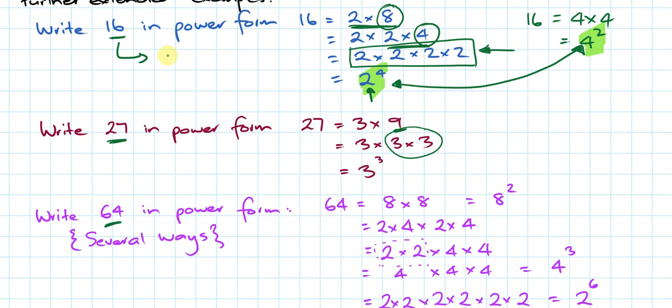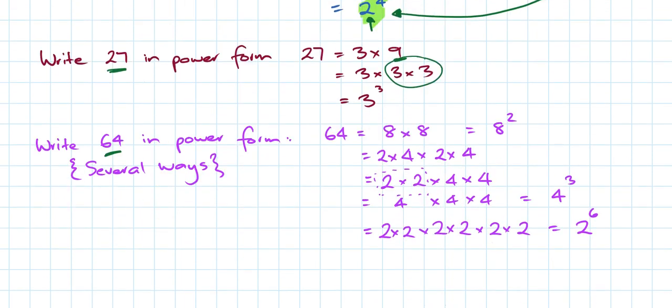Some of these powers are really good to memorize. So 16 is 2 to the power of 4. If you know your powers of 2 quite well, it will come in handy when you're dealing with other questions. So if we look at 64 as the last example, we know that 64 is 8 times 8, so already we can write 64 as 8 squared.